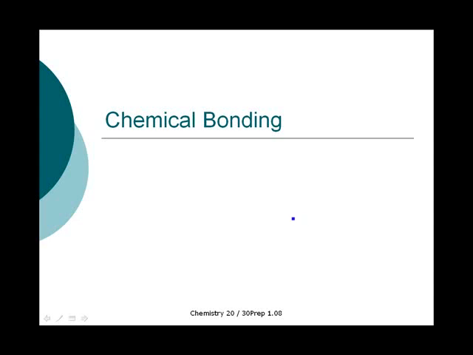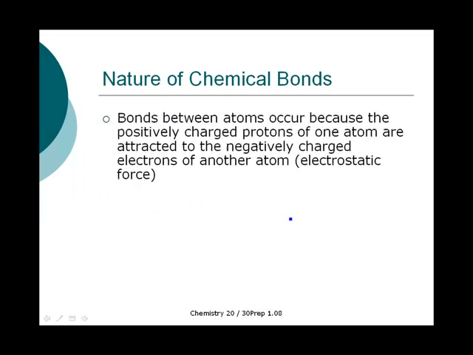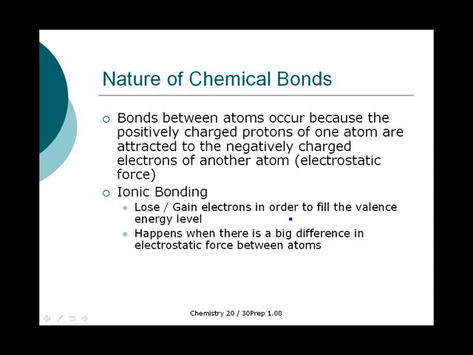Welcome back to the last lecture on chemical bonding, and we're going to be looking at electronegativity, which in your textbook is pages 36 to 42. So when we're looking at chemical bonds, bonds occur between atoms because the positively charged protons of one atom are attracted to the negatively charged electrons of another atom. So it's because of electrostatic force. It's an attraction between two separate atoms.